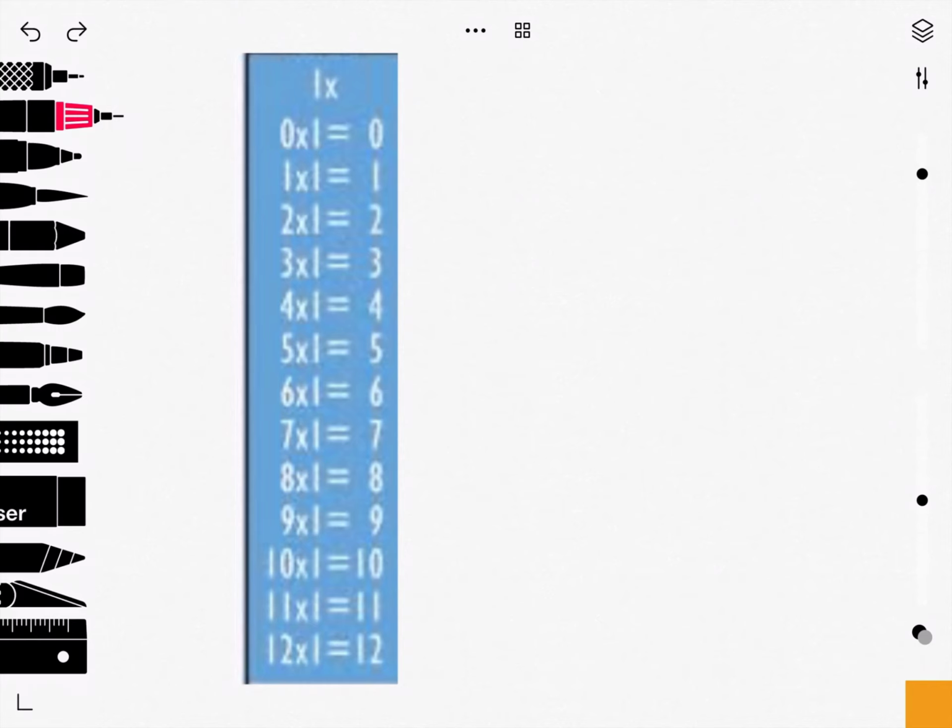Alright, so 1 times 1, that's 1. 2 times 1, 2. 3 times 1, 3. 4 times 1, 4. 5 times 1, 5. 6 times 1, 6. And all the way to 12. So this is the 1's times table.